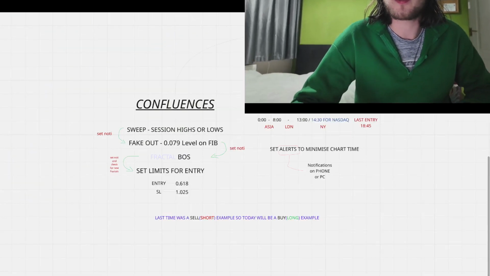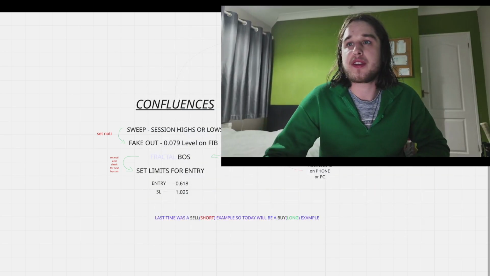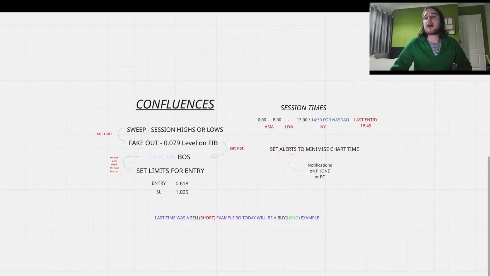What we're going to be jumping into today is bias, and then we're going to do another little example of the trading strategy in action on the charts. So I'm just going to whip myself into the Z corner here. What we covered last time, I'm going to quickly dive over again. We went over the confluences we have on the chart: our sweep, our fake out, our fractal BOS, and then setting limits for the entry.